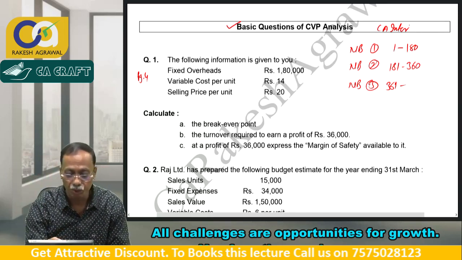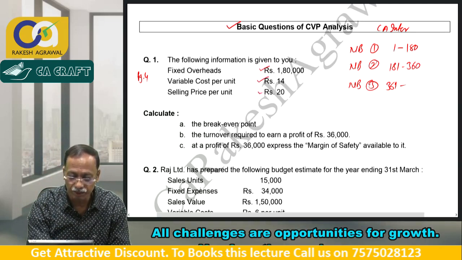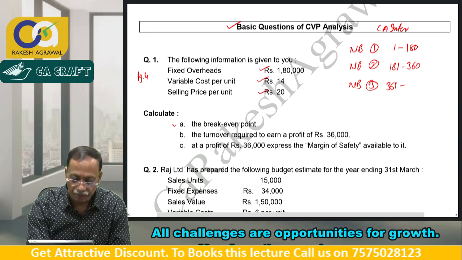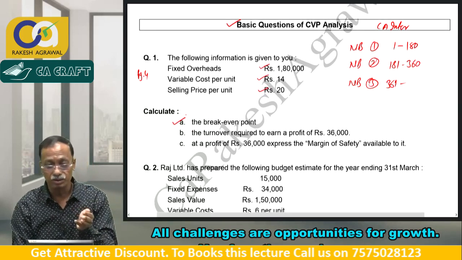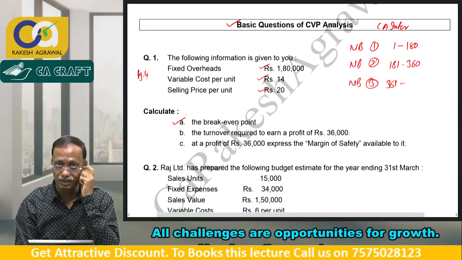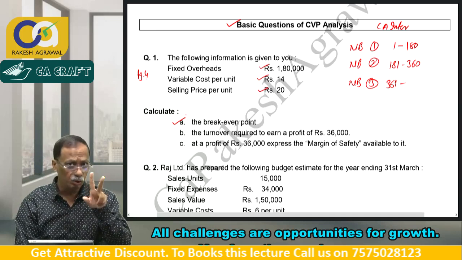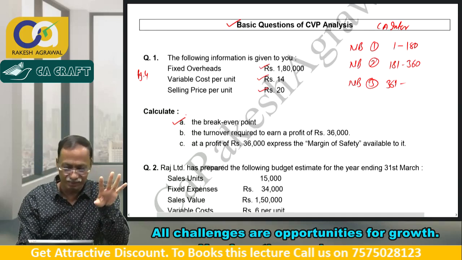Let's begin. Question 1 says, the following information is given to you. Fixed overheads rupees 1,80,000, variable cost per unit is 14, selling price per unit is 20. Calculate break-even point. Now, in the question they have not said whether break-even point is required in units or in rupees or in percentage capacity. If that is the situation, then you can calculate BP, generally two popular BPs, either in units or in rupees, whichever you like. That is your choice.